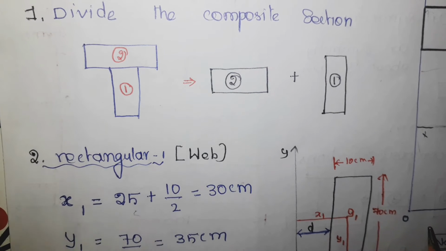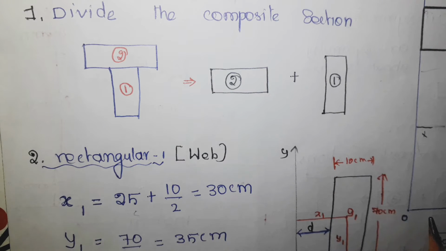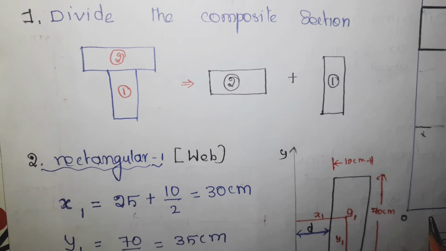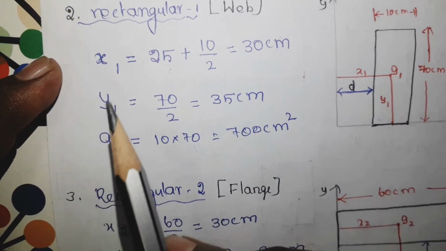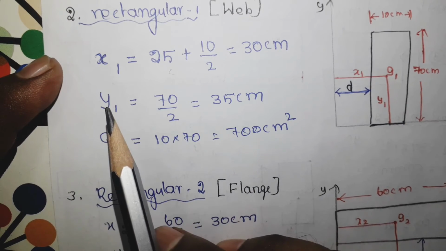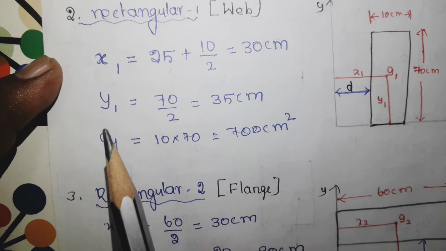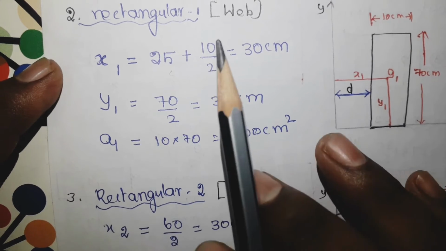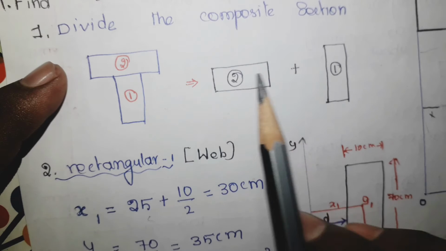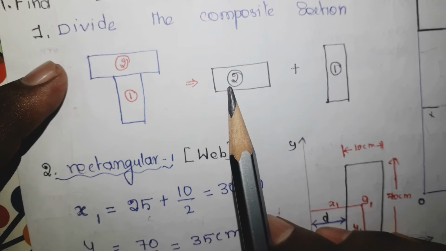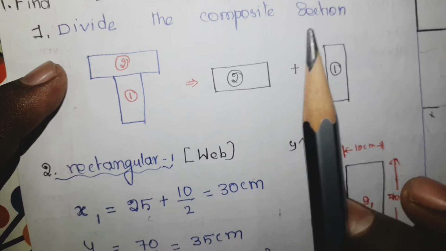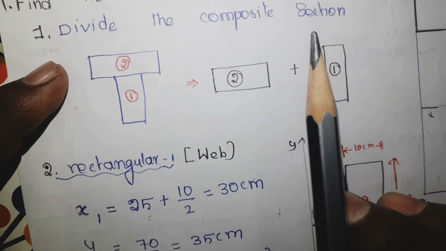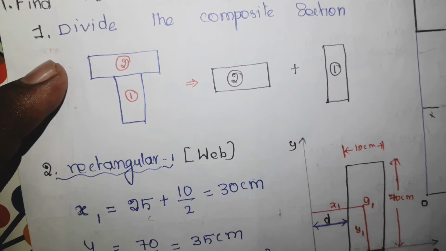Okay, once you divide the entire section into regular small sections, then the next work is you have to find these three variables, x coordinate, y coordinate, as well as area for all sections. But here we have only two sections, so you have to find x, y and area for these two sections. This is our second work, a very important work, so do it very carefully.